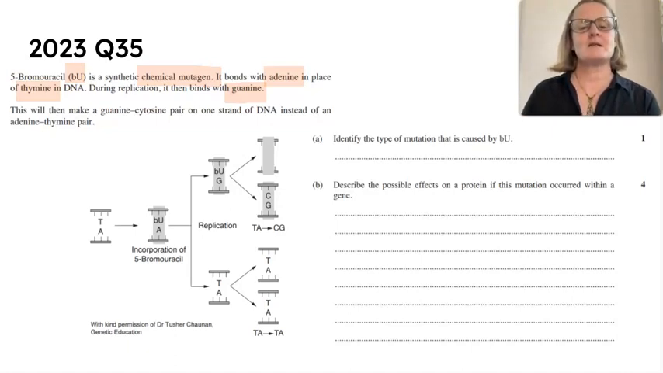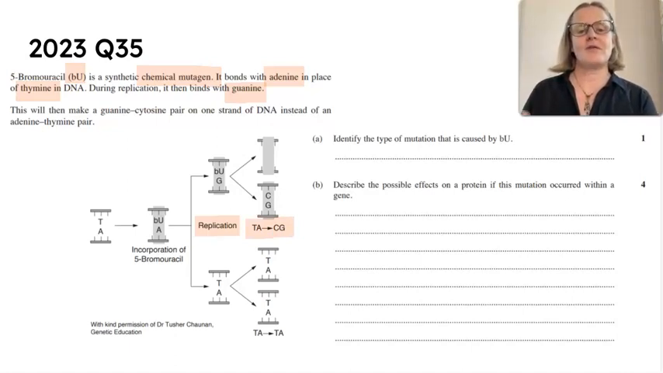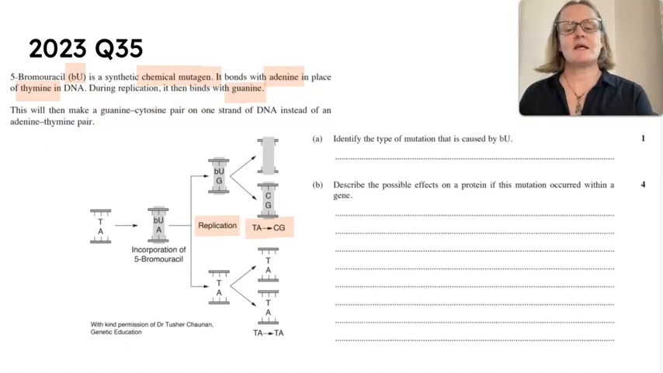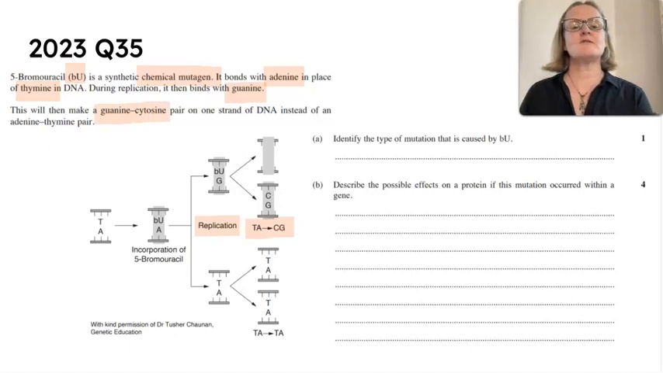So when it's present, during replication, what should have been a TA bond has now become a CG bond. So that's bad, okay? And that happens on one of the strands of DNA. So it tells you it will make a guanine cytosine pair on one strand of DNA instead of AT pair. So that's what this diagram shows.